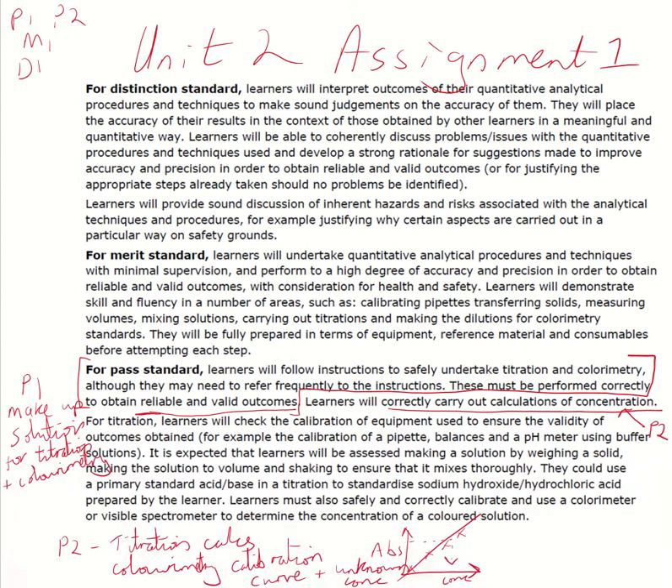Now, merit. So merit learners will undertake quantitative analytic procedures, minimal supervision. Key thing there, you should be able to do this experiment without much help. So if you are constantly needing to ask your teacher, if you are constantly seen to be asking your classmate, or if you're actually doing things dangerous and your teacher needs to intervene, you will not get the merit criteria.